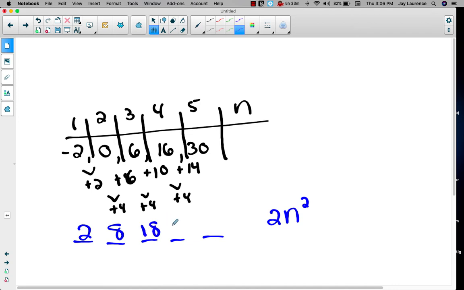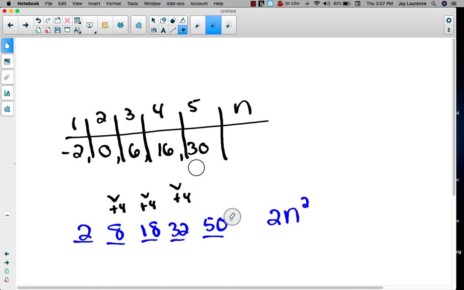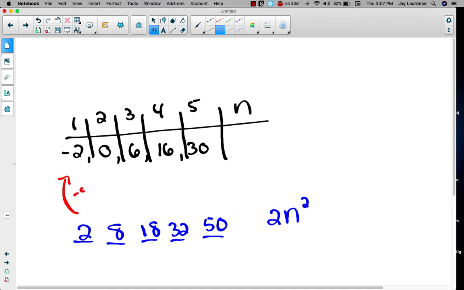4 in for n, 32, and then 5 will get me 50. Okay. Felt like I made a mistake on those, but I don't think I did. Again, don't you erase your work, ever. Don't erase work. Okay. So now, on the first one, I have to subtract 4.